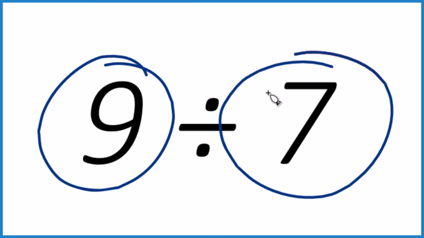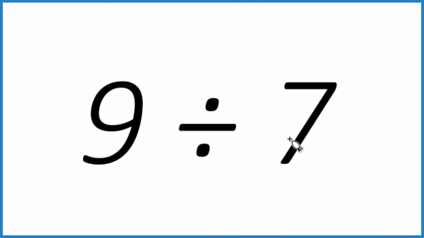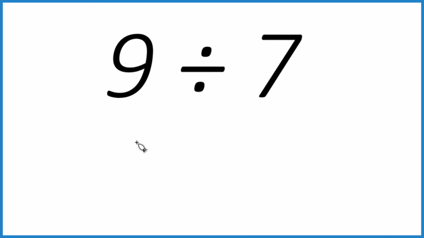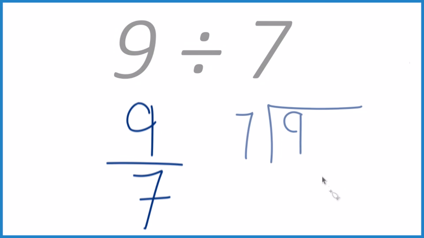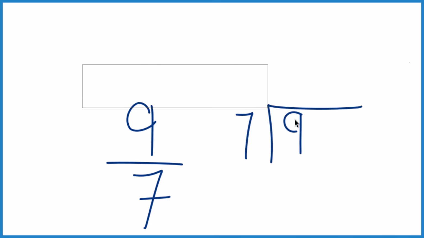We're going to use long division, and this one's kind of a challenge. I'll show you why. So 9 divided by 7, you could think about this as 9 over 7. So we want to know how many times 7 goes into 9. So let's set it up. And let's give ourselves a little bit of room here.